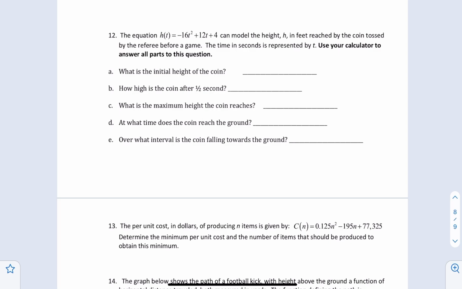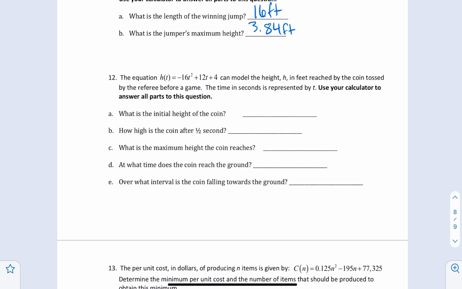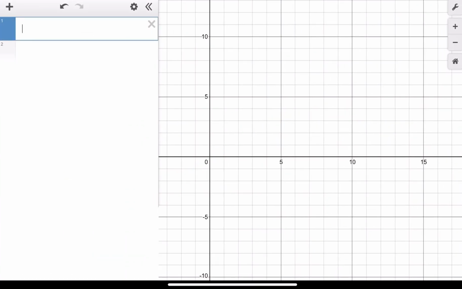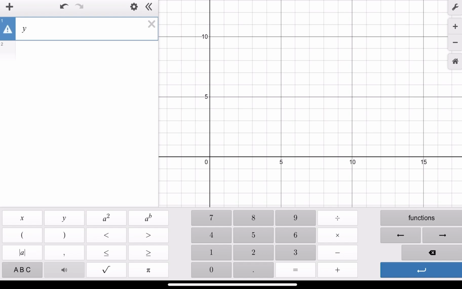If we look at number 12, the equation h of t is equal to negative 16t squared plus 12t plus 4 can model the height in feet reached by the coin tossed by the referee before the game. Now, why do we even care about how high the coin gets tossed by the referee before the game? Maybe we don't even care at all. Personally, I don't. So we're going to answer these silly questions anyways. Sorry for making you do this. The time in seconds is represented by t. Use your calculator to answer all parts to this question. So, say less. We've been using our calculator all day.